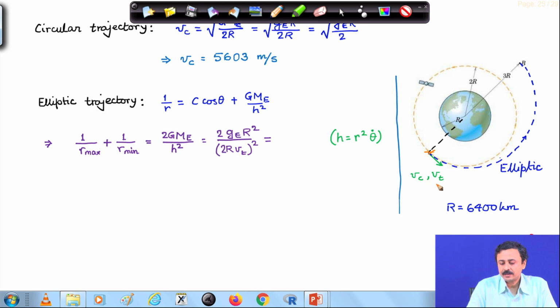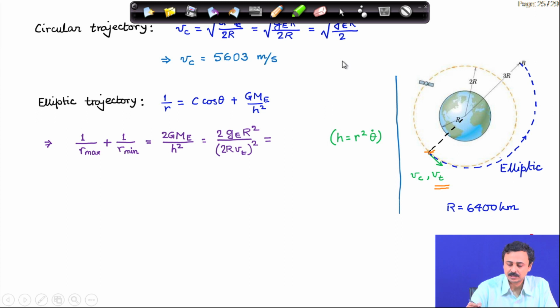and on the elliptic path its velocity is going to be V t. Therefore, angular momentum per unit mass on the elliptic path is equal to 2 R into V t, and that is squared, and this is going to remain constant. Remember, this h is going to remain constant.